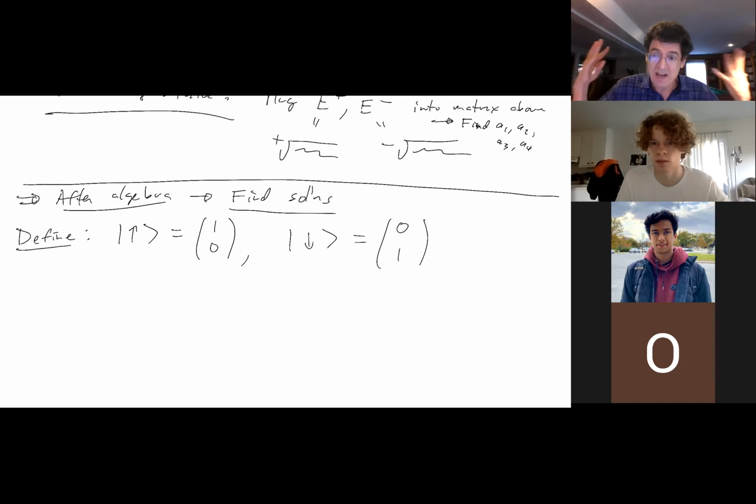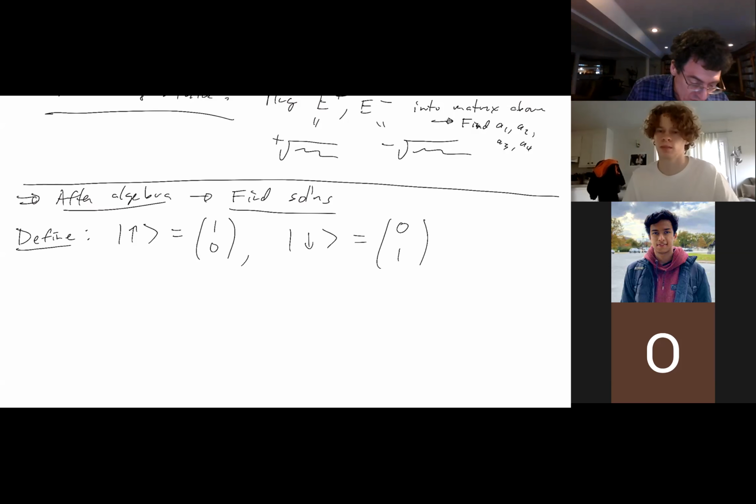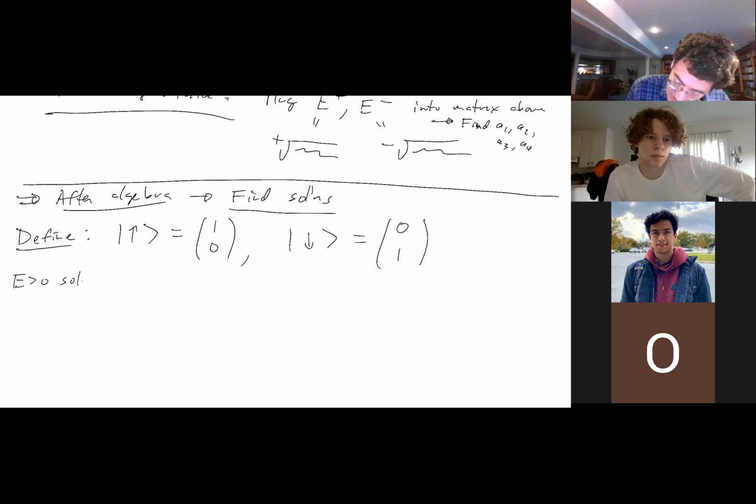This is just math. I'm just taking the 1, 0 vector and calling it up, and I'm taking the 0, 1 vector and calling it down. But we haven't discovered spin yet. This is purely math, and it's just a shorthand, because what I'm going to do is for the E plus solutions. So let's look at the positive energy solutions.